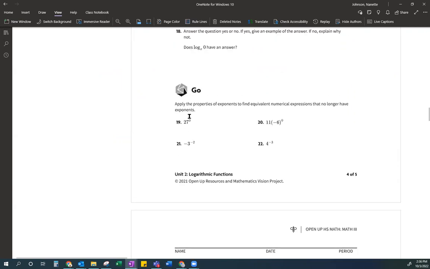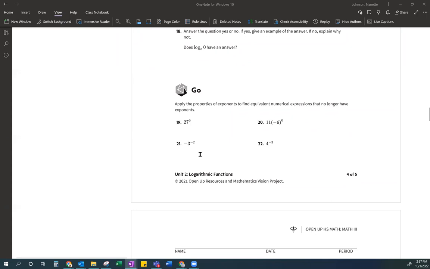Okay, the next problem you said was number 21. Oh, this one. Apply the properties of exponents to find equivalent numerical expressions that no longer have exponents. Now, this one's a tricky one. And the reason why it's tricky is because this negative right here is not seen by the exponent.